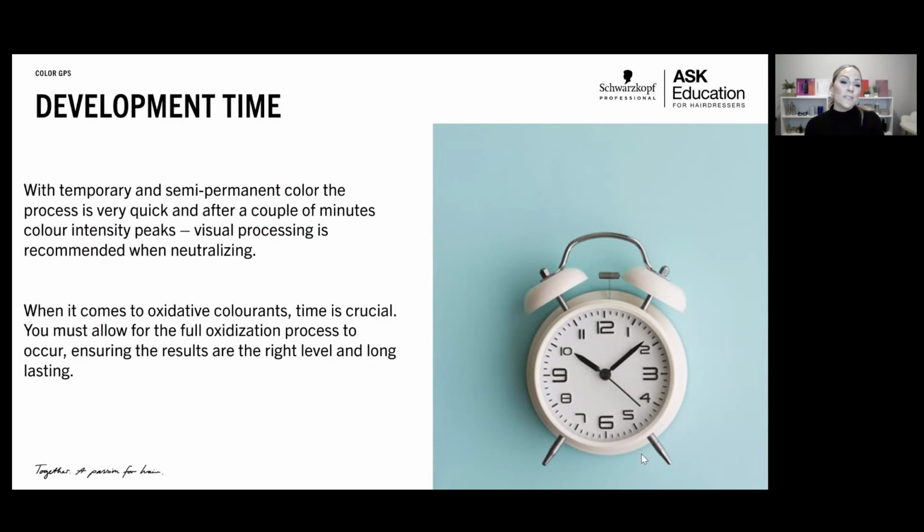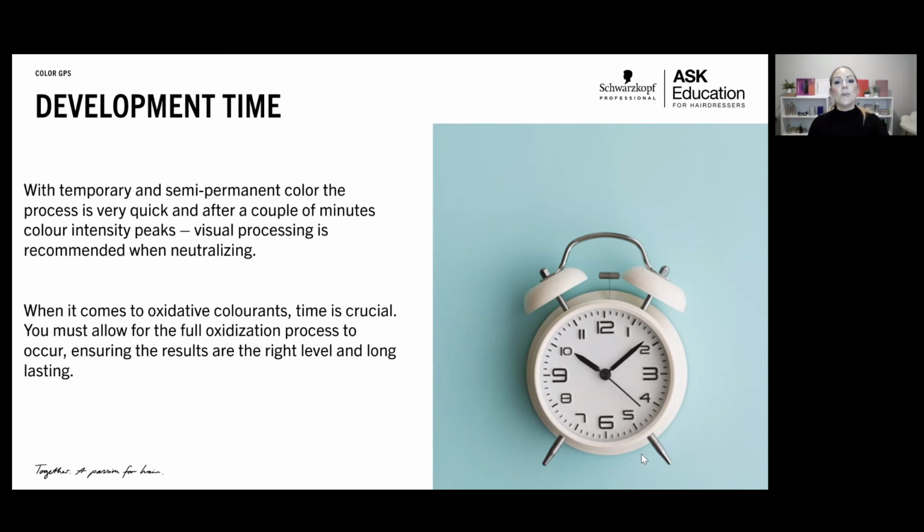All right, so development time, we know, is because our developer can actually release oxygen for that amount of time. But the development time also means that we're getting the full development of the color pigment. So when it comes to temporary color or semi-permanent color, that pigment is already developed. So really it's just the amount of time that it needs to sit on the hair to get some longevity. It could be as little as a few minutes to intensify a shade, and often it can be a visual process, especially if we're neutralizing.